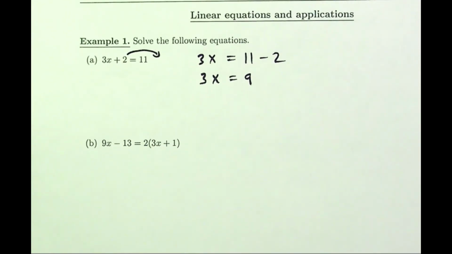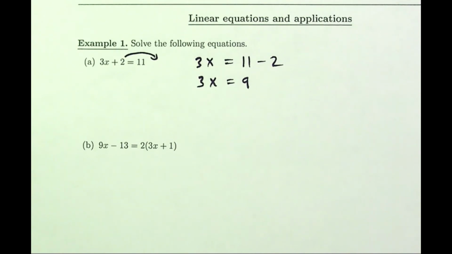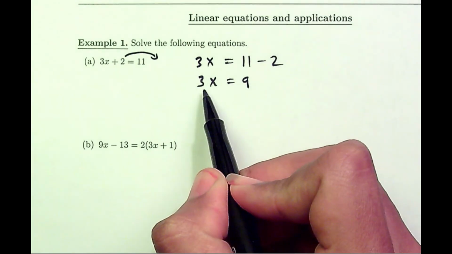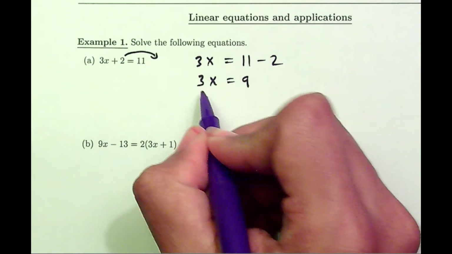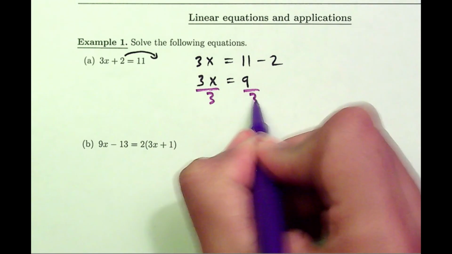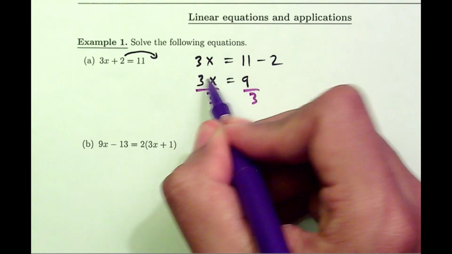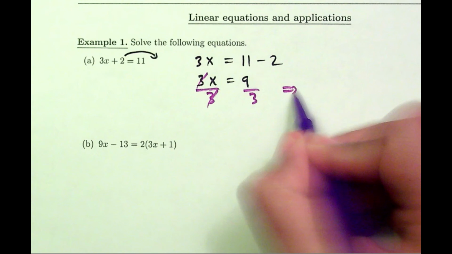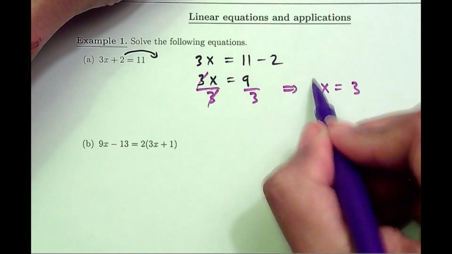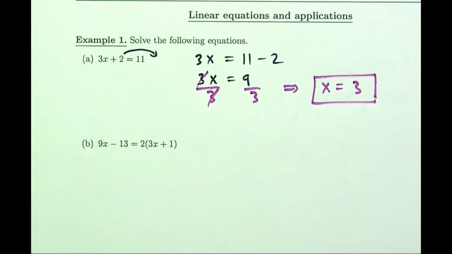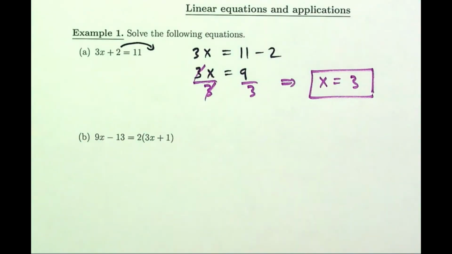And then lastly, you divide both sides by 3 because this x has been multiplied by 3, and you want to do the opposite of multiplying by 3. The opposite of multiplying by 3 is dividing by 3. So you divide by 3 both sides, and now you can say these 3 cancel, and then you end up with x equals 9 divided by 3, which is 3. Okay, and that's the answer for that one.